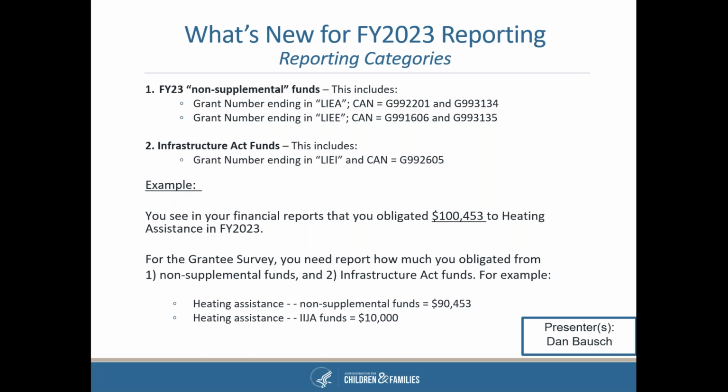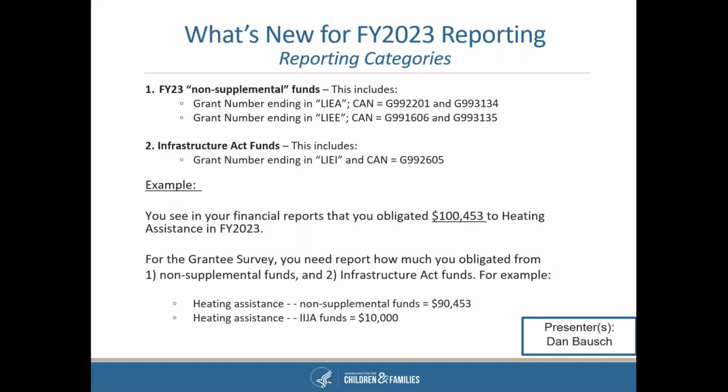So here's a little bit more detail on the funding categories. Under number 1 here, you can see the different grant numbers for funds that were released in 2023 and the different CAN numbers or codes as well. Your regular funds in this report are the LIEA funds and the LIEE funds, and only the Infrastructure Act funds are broken out separately, and those are the LIEI funds. This is a helpful slide for your financial people, who may be more familiar with these numbers and may need to know the categories you need to break things out by.